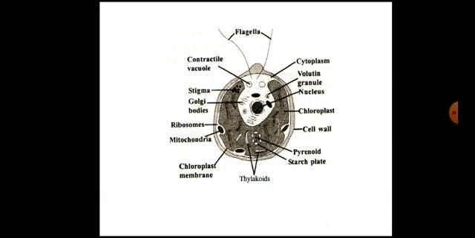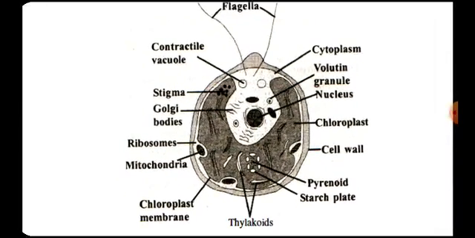This is the diagram of unicellular algae, that is Chlamydomonas. You can see the structural details in this diagram: flagella, chloroplast, then ribosomes, mitochondria, volute granules, etc.